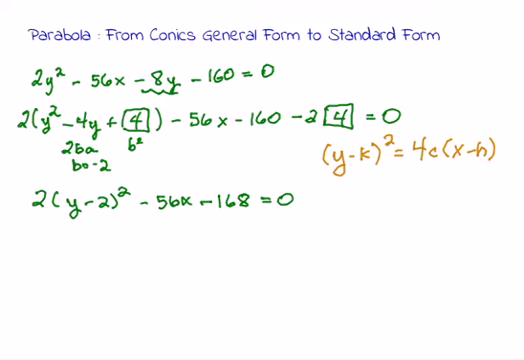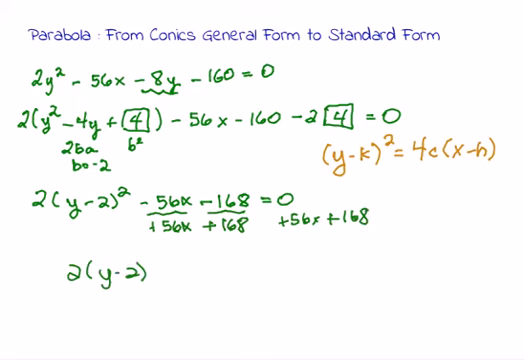Okay, so it looks like I have that y minus k squared part, but the 56x and the negative 168, we need to move those to the other side. So I'm going to add 56x plus 168. We're going to add that to both sides. And now I have 2 times y minus 2 squared is equal to 56x plus 168.